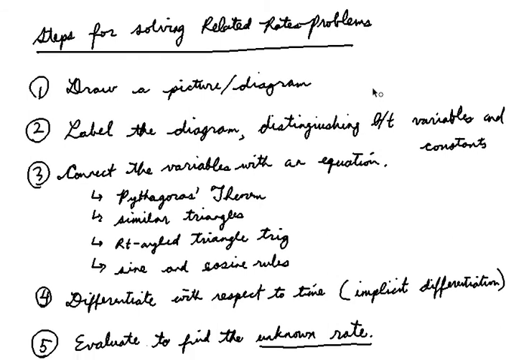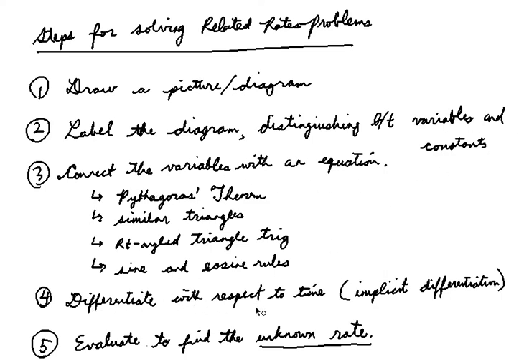If you want to write down your notes here, this is a step-by-step way of doing this procedure. We drew a picture or a diagram. We labeled the diagram, distinguishing between variables and constants. We connected the variables with an equation. Oftentimes we do this with Pythagoras' theorem, using our knowledge of similar triangles, right-angled triangle trig, our trig functions, and sine and cosine rules. These are very common relationships that we use to find the equations.